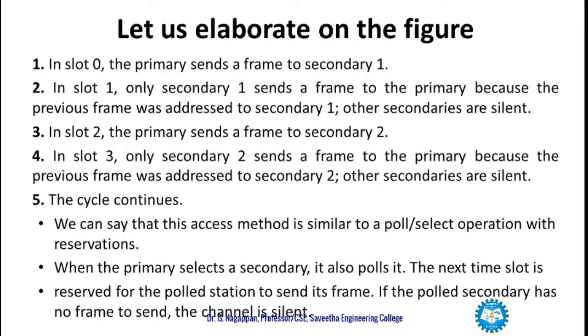So this cycle continues. We can say that this access method is similar to poll select operation with reservations. When the primary selects a secondary, it also polls it. The next time slot is reserved for the polled station to send its frame. If the polled secondary has no frame to send, the channel is silent.